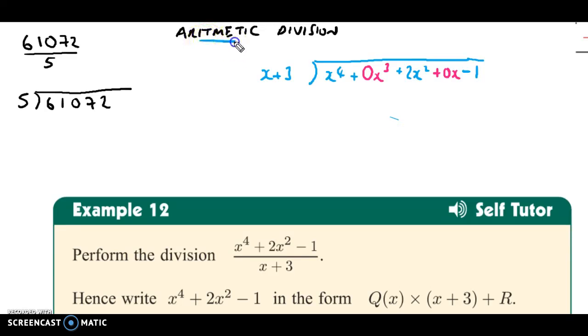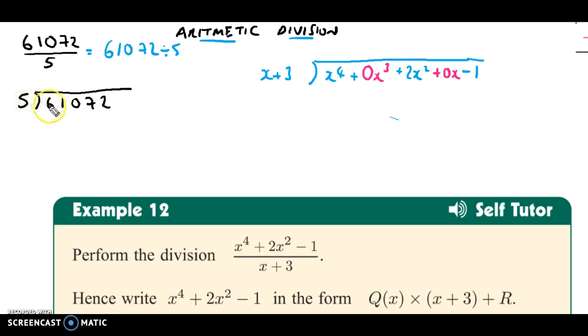We're going to look at arithmetic division for Year 12 Specialist Mathematics. I want to regress a little bit back to primary school, and you may have had questions like 61,072 divided by 5. How would it have looked back then in primary school? Well, you did it by what we called long division.